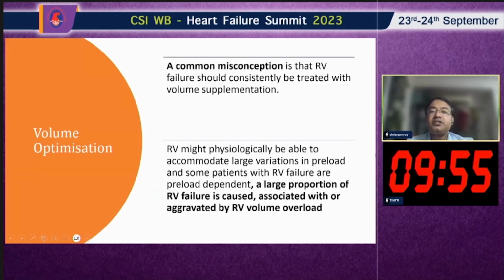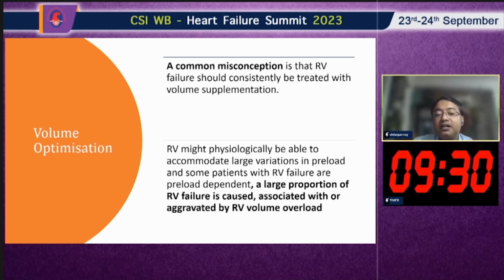Now, a common misconception regarding volume stabilization in cases of RV failure is the notion that all RV failure can be treated with volume supplementation. But that is not true. Though the RV may be physiologically able to accommodate large variations in preload, and in some patients RV failure is responsive to IV fluids or preload dependent, like in RVMI.